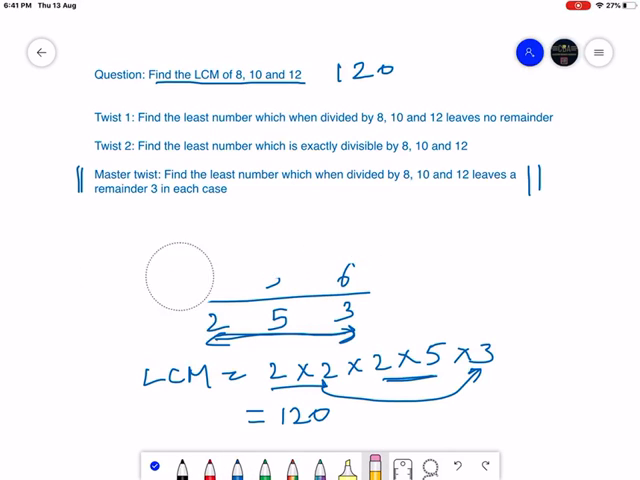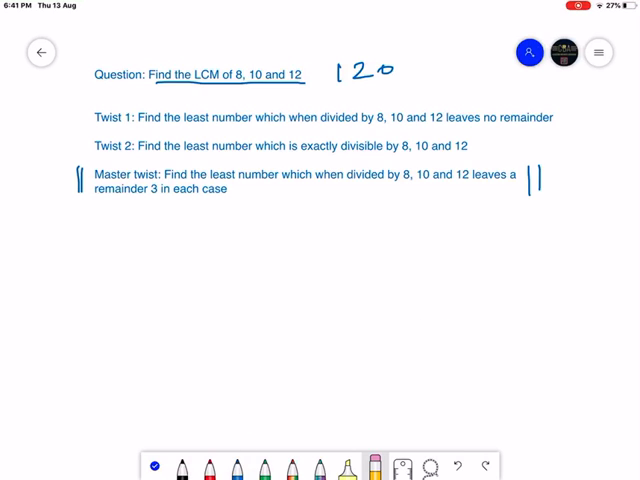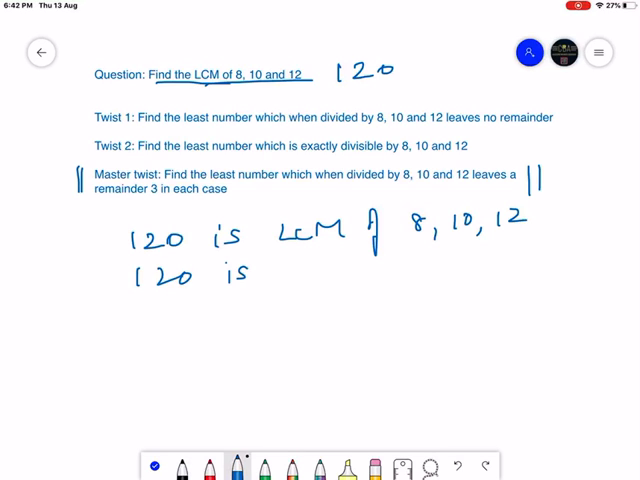So let's keep this answer and let's see what it means to us. Okay, so what does this mean? 120 is the LCM of 8, 10 and 12. What does that mean? It means that 120 is the least common multiple, or 120 is a multiple of 8, 10, 12. Agreed? 120 is a multiple of 8, 10 and 12.